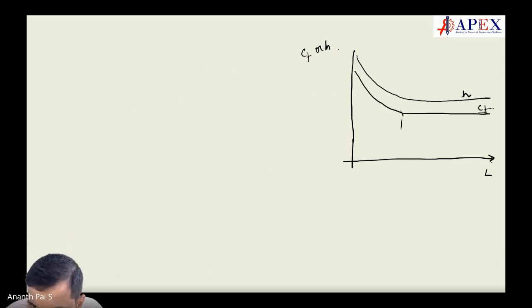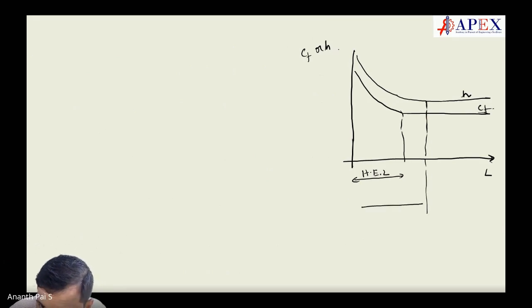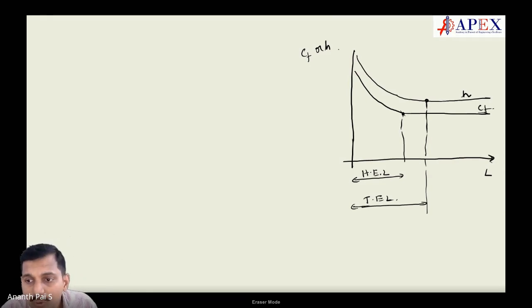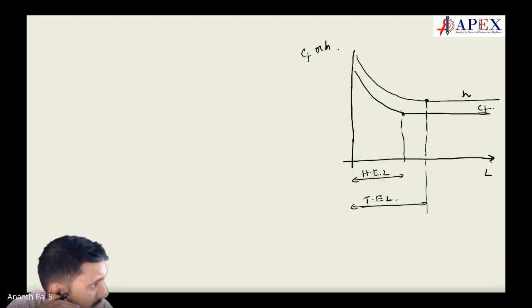This one is called the hydrodynamic entrance length. This one is the thermal entrance length. Afterwards, it is almost the same. There is no variation in the heat transfer coefficient or the coefficient of friction, or friction factor.